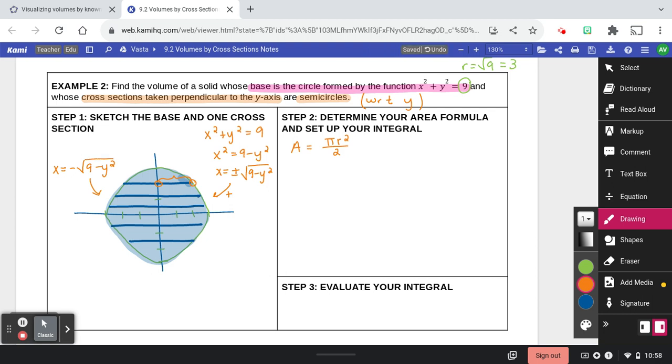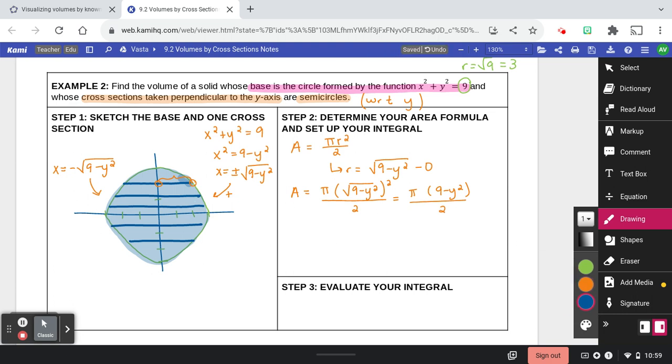So my radius for this problem is going to be right minus left, which is the square root of 9 minus y squared minus 0. The left edge of the radius is right on the y-axis. That would be the equation 0. If I plug that into my area formula, I get pi times the square root of 9 minus y squared, squared, over 2, which would just be pi times 9 minus y squared all over 2.